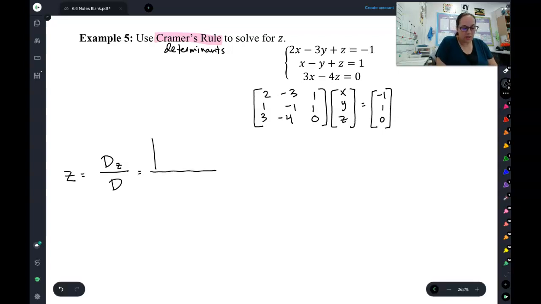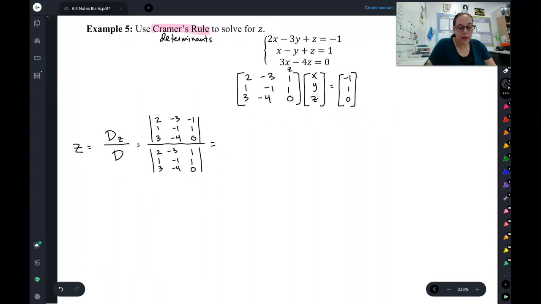So, let's start with our special z determinant. I'm going to take the z column and replace the z column with the constant column. So x and y stay the same. Replace the z column with my constant column. Check. Divided by the regular determinant of the coefficient matrix. Nothing changed.